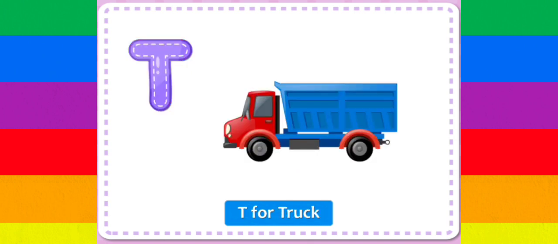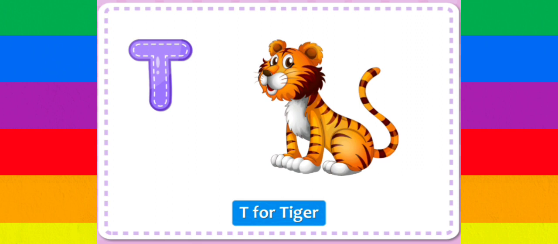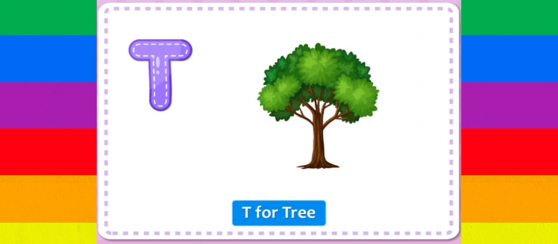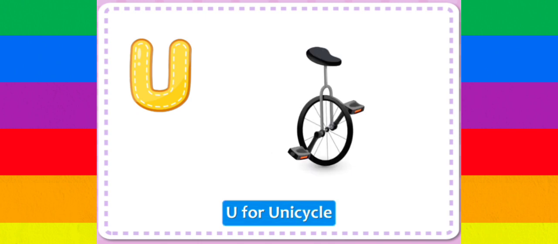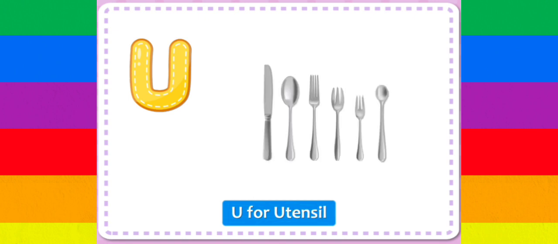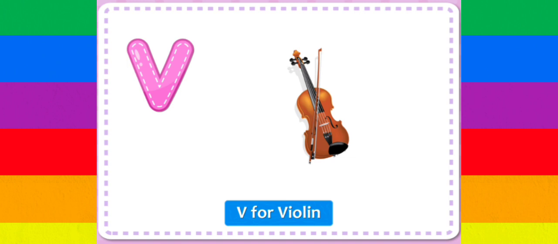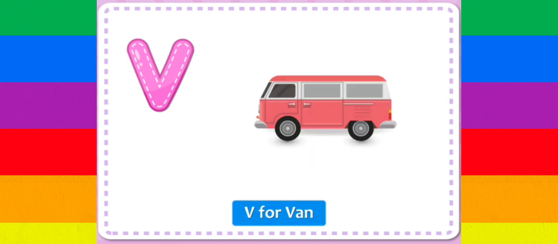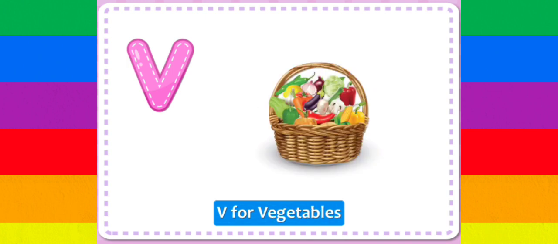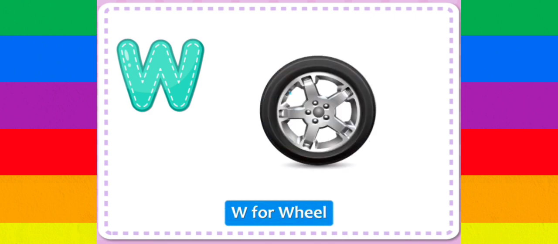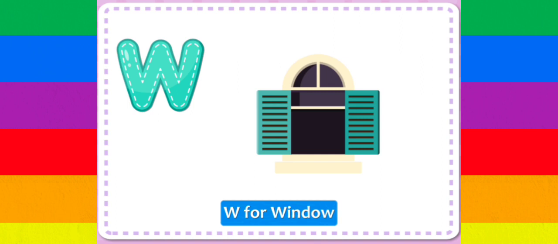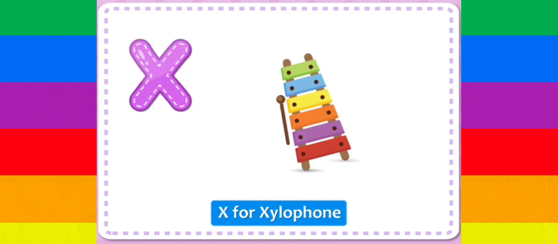T for truck. T for tiger. T for tree. U for umbrella. U for unicycle. U for utensil. V for violin. V for van. V for vegetables. W for watch. W for wheel. W for window.